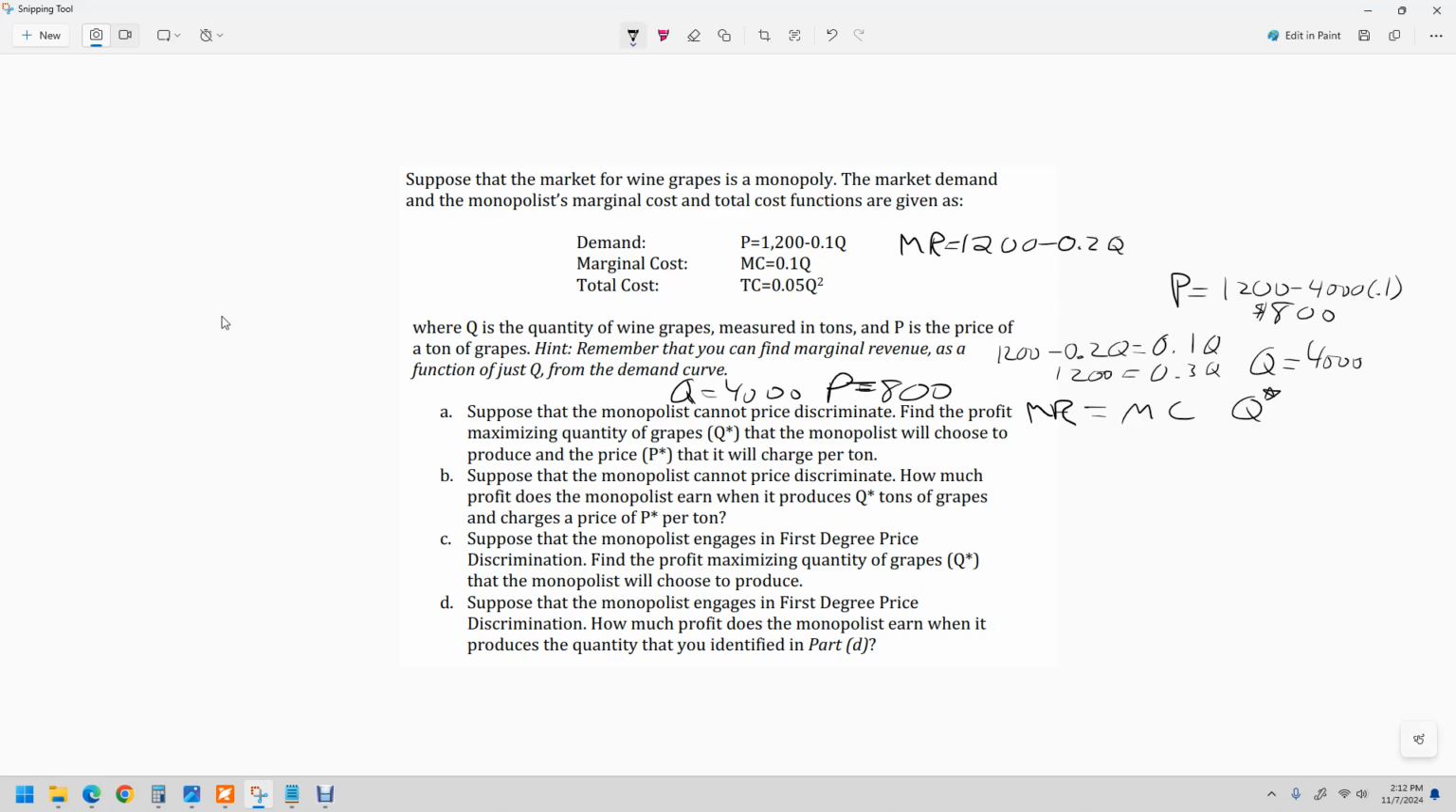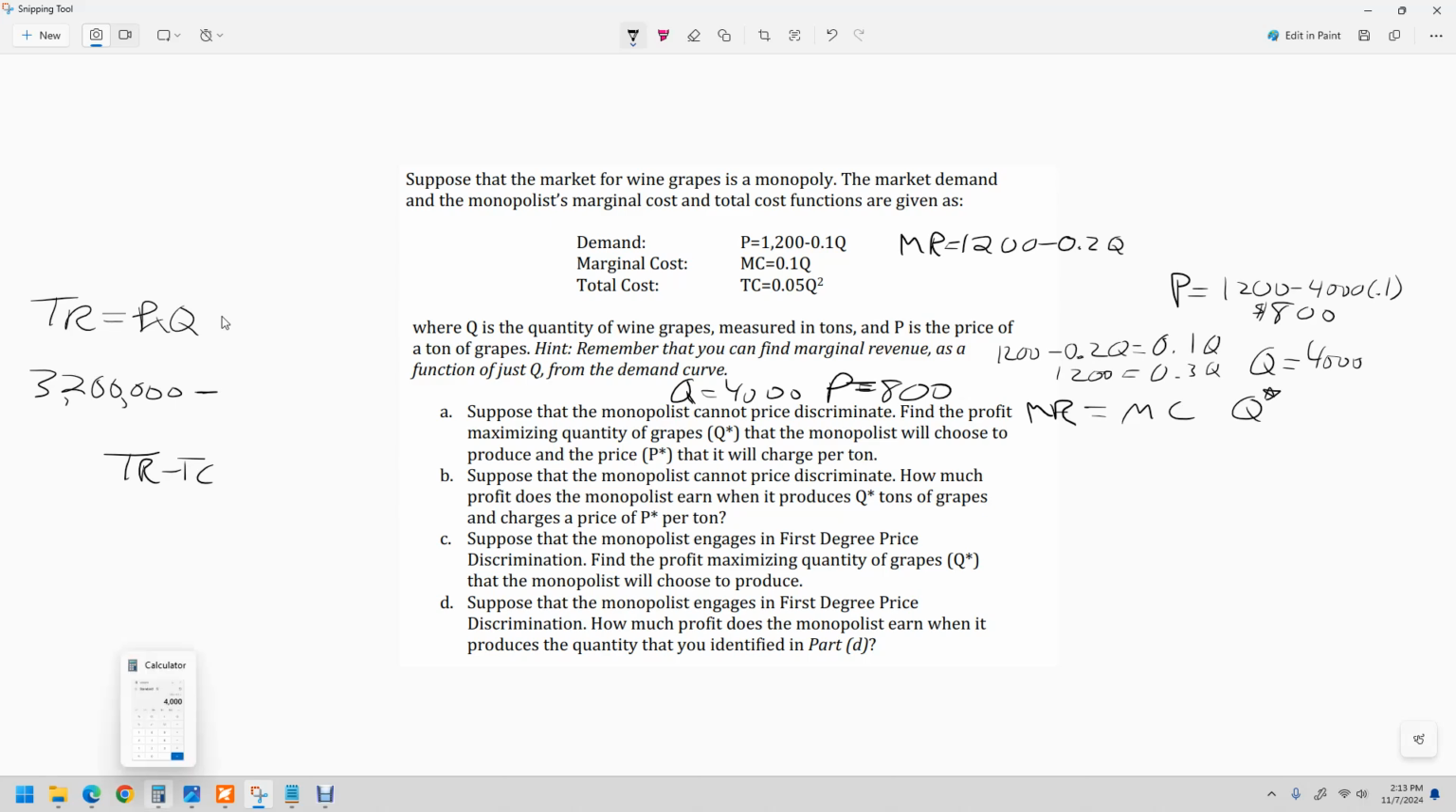Okay, so now we can not price discriminate. How much profit do they earn? So profit is going to be over here, and that's total revenue minus total cost. So we can actually just plug the quantity into that cost function. That's kind of nice, and that'll give us our total cost, and then total revenue is price times quantity. So that would be 32, and then we're going to tack on some zeros. 1, 2, 3, 1, 2. I like to put some commas there. 3.2 million, so kind of a big number. That's our total revenue.